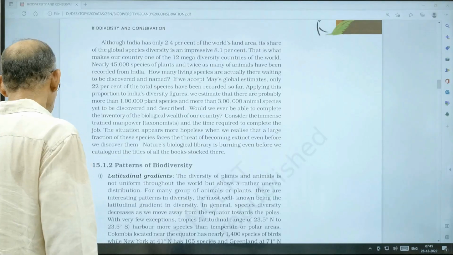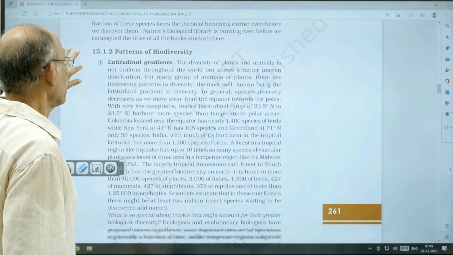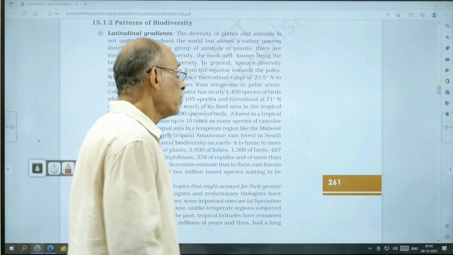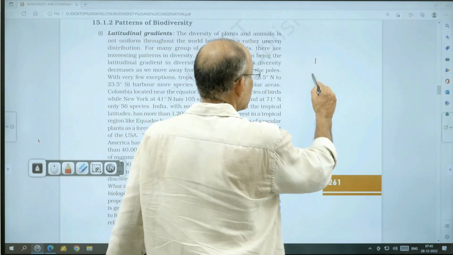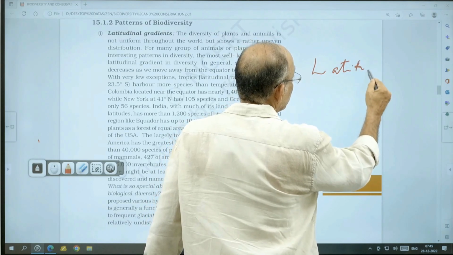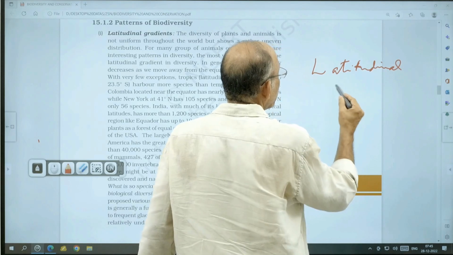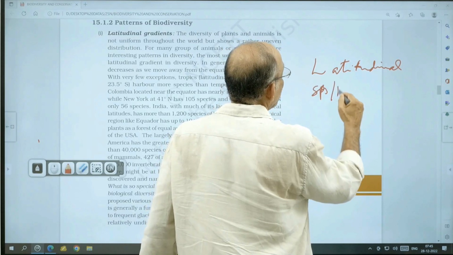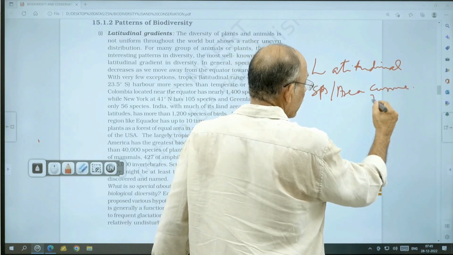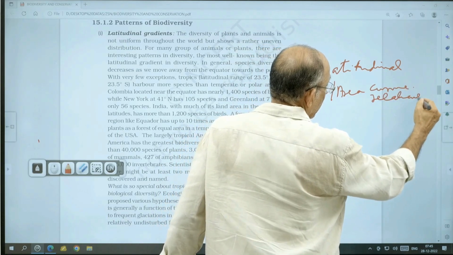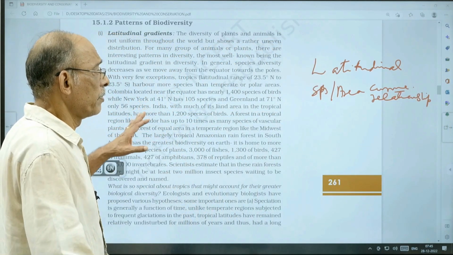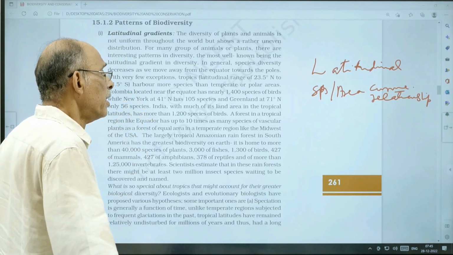Okay. Now, what is the pattern of distribution of this biodiversity? There are two main patterns of diversity. One is described in our book. That is, one is latitudinal distribution and the other is the species area curve, or the species area relationship of Humboldt. Thus, we have to study two types of distribution: latitudinal and species area relationship.